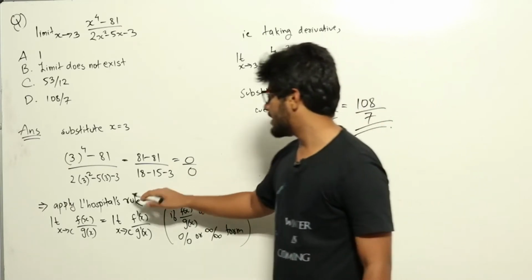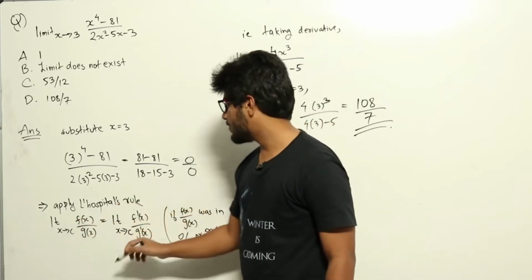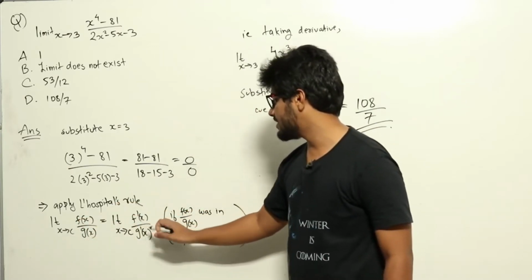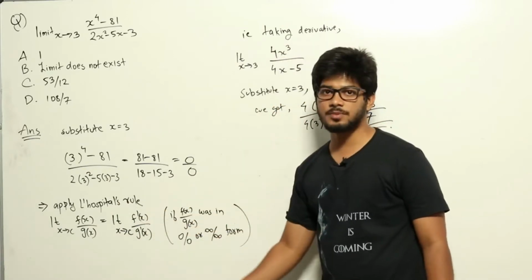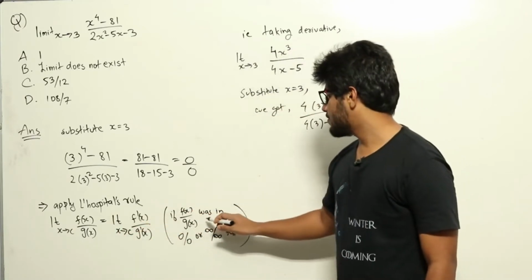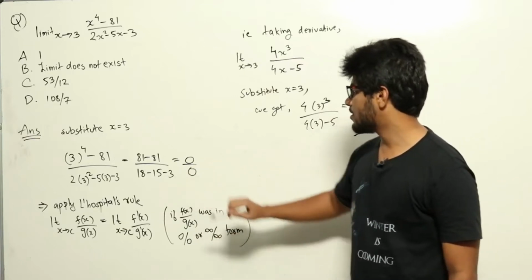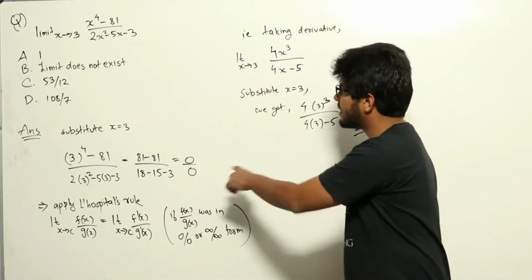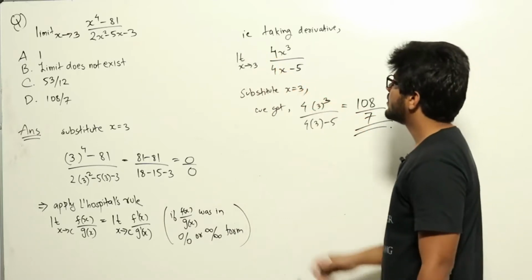What L'Hospital's rule states is that limit x tend to c of f of x by g of x will be equal to limit x tend to c of f dash x by g dash x. F dash x and g dash x are derivatives of f of x and g of x respectively. This we can apply if f of x by g of x is in 0 by 0 or infinity by infinity form. So this was 0 by 0 form here, so I am applying this, meaning I am taking the derivative of the numerator as well as the denominator.